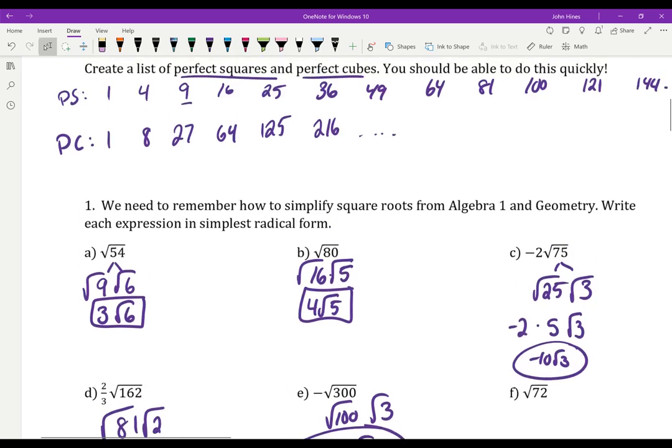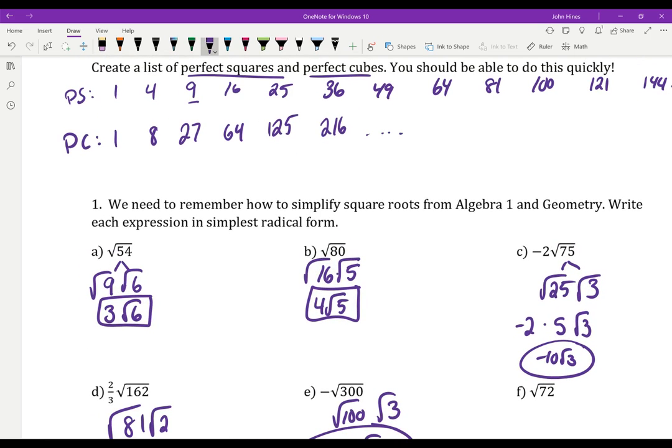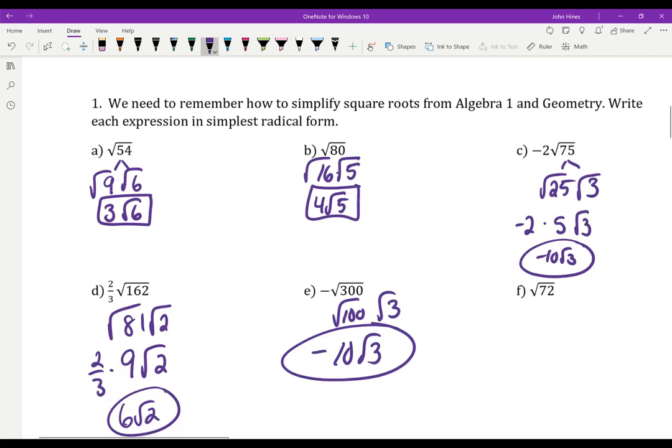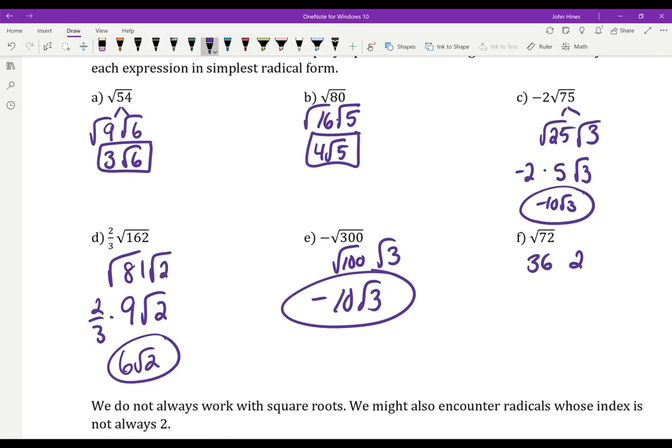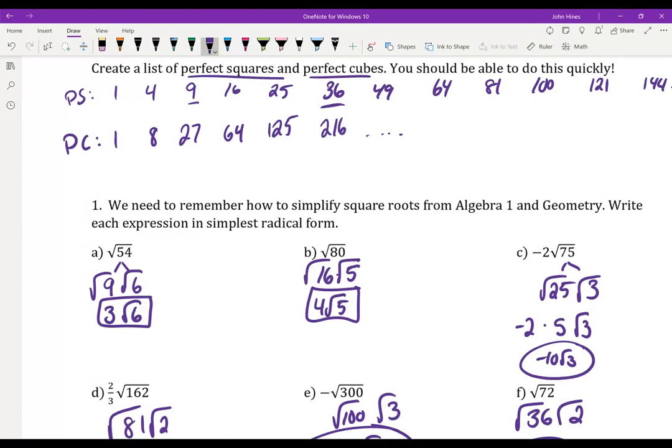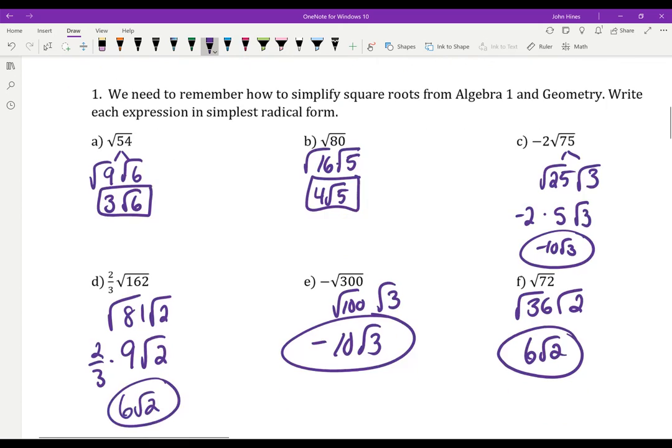And finally, 72 always stumps people because they think of 9 and 8, but there's actually a bigger perfect square. It's 36 times 2. So 9 and 8 works, but you're not going to get simplest radical form at that point. So make sure you're starting from the bigger numbers of the list and working your way down.